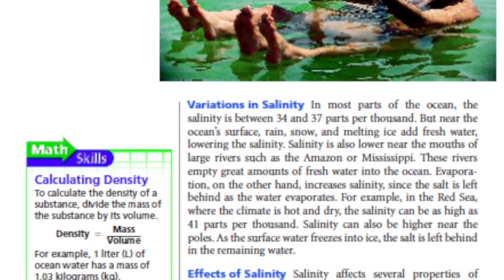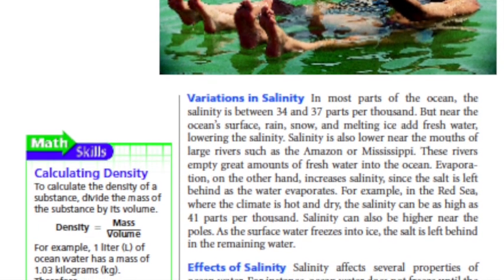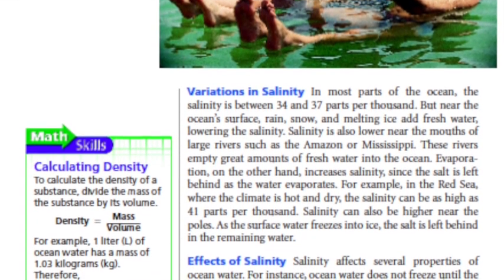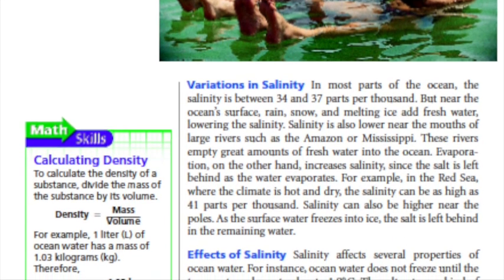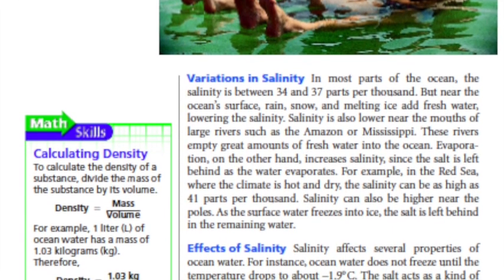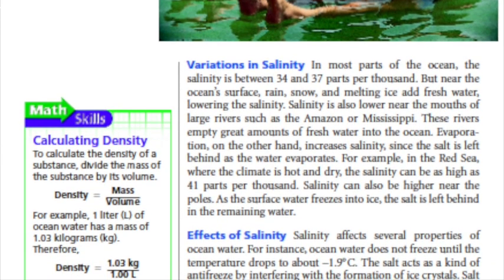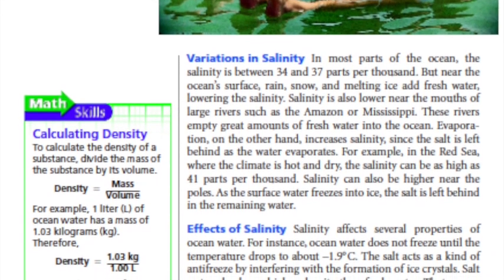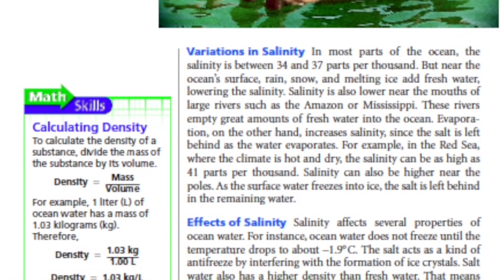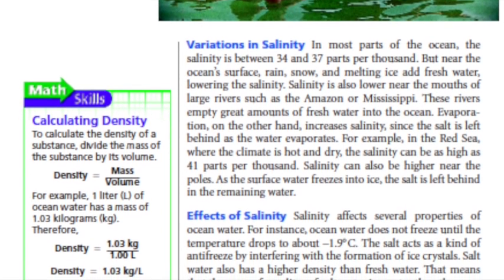Effects of salinity. Salinity affects several properties of ocean water. For instance, ocean water does not freeze until the temperature drops to about minus 1.9 degrees Celsius. The salt acts as a kind of antifreeze by interfering with the formation of ice crystals.